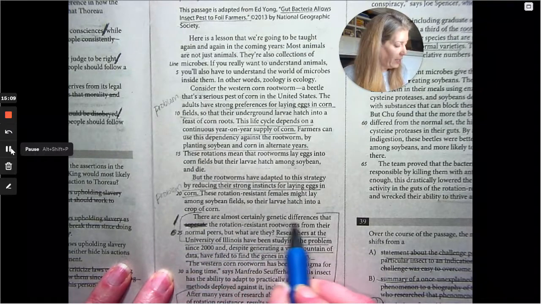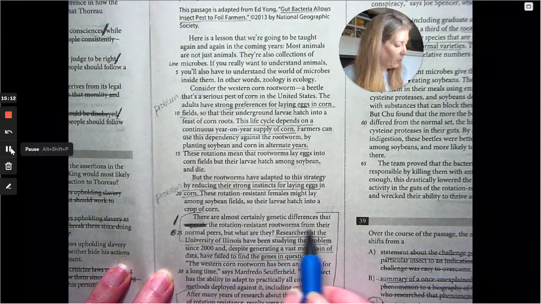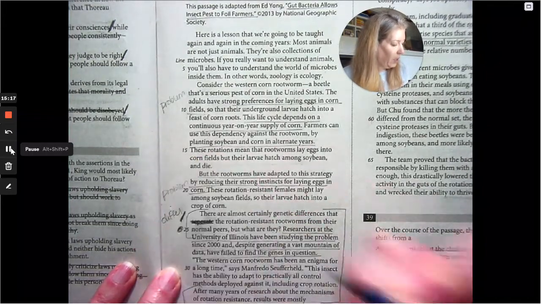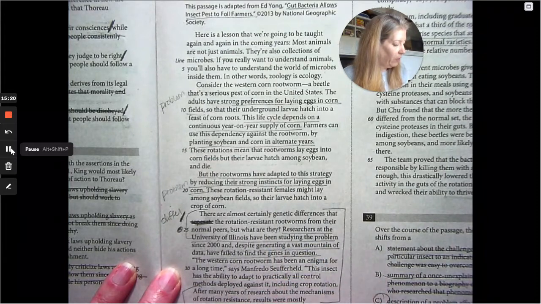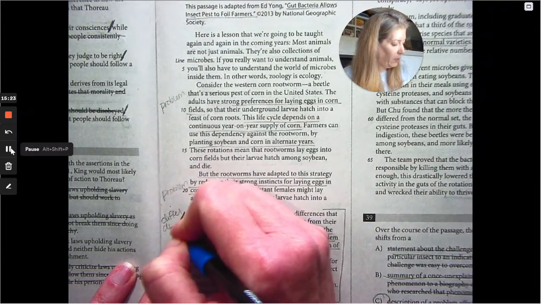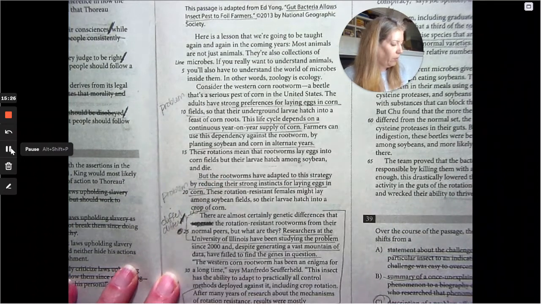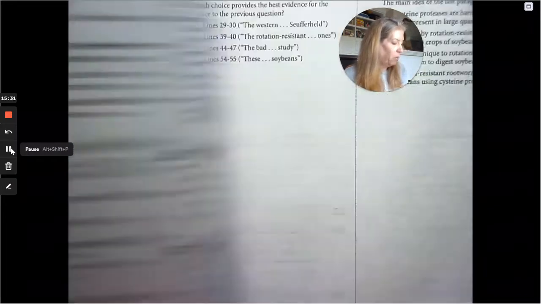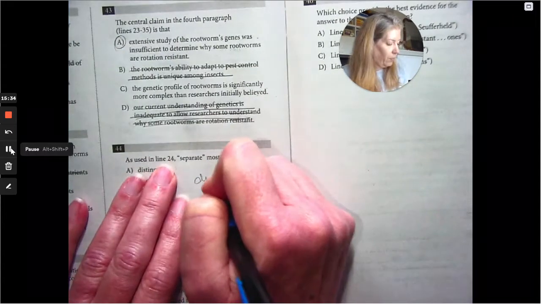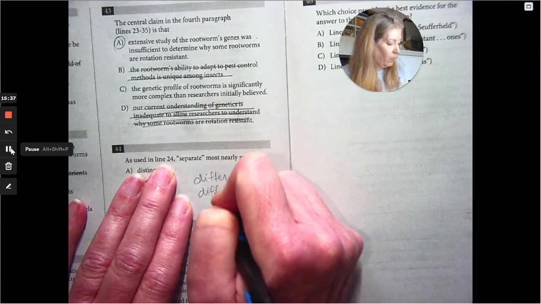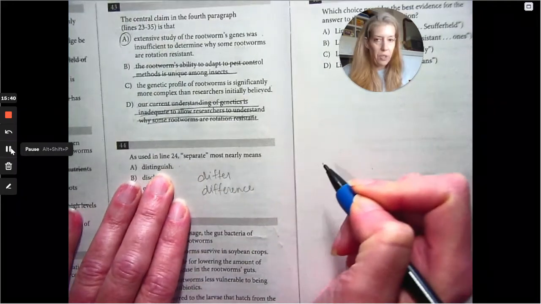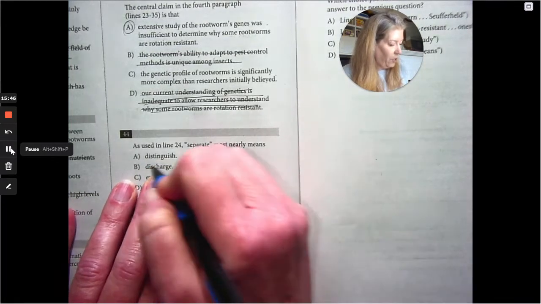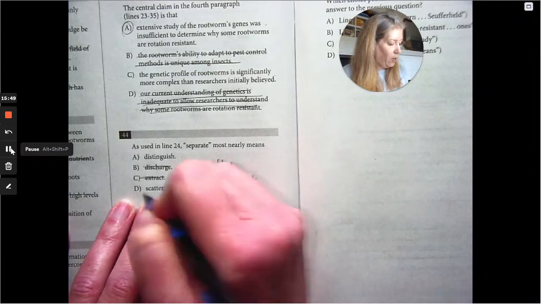There's almost certainly a genetic difference between the rotation-resistant rootworms and their normal peers, but what is it that differs? The word is separate? Yeah, we'll go with differ or difference. Distinguish. Is that a differ? Are you differentiating or difference? Yes. Discharge? No. Extract? No. Scatter? No. Distinguish.